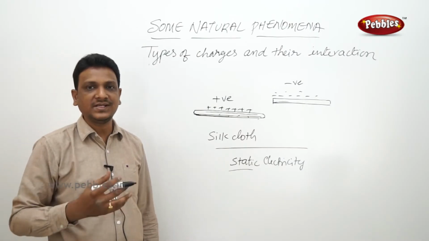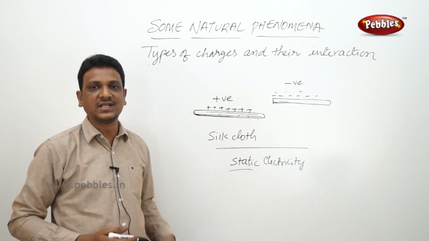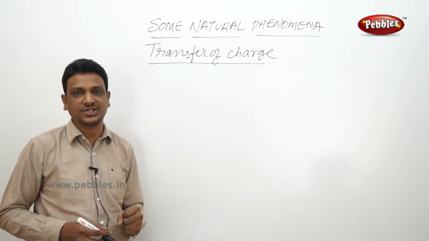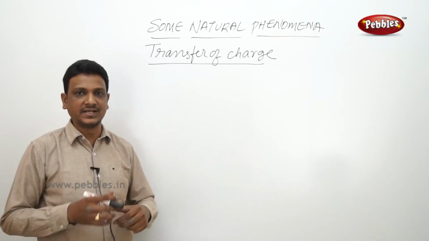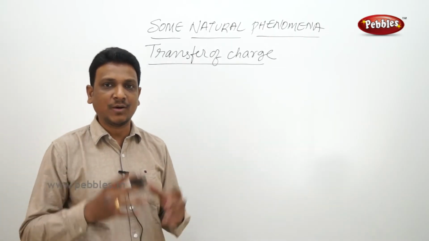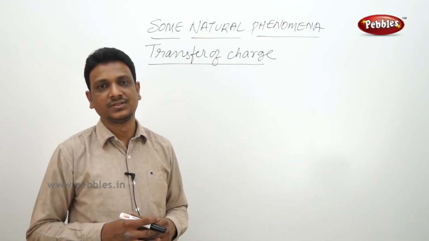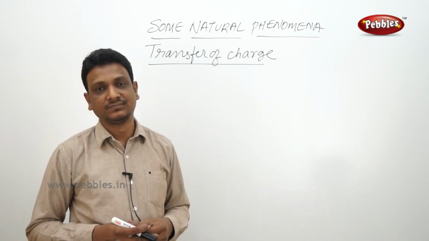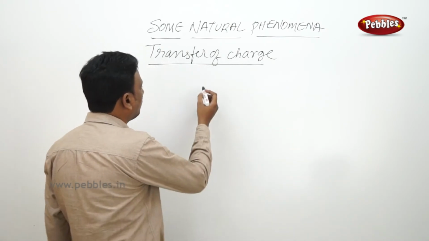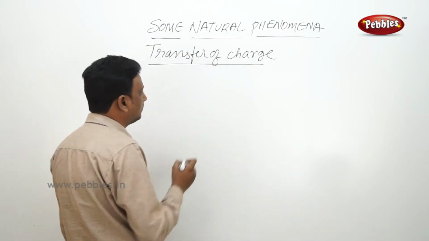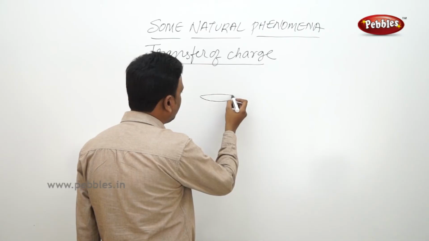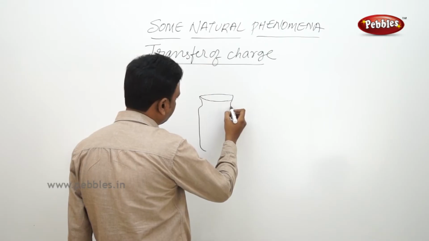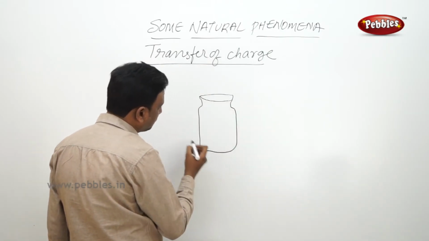Now let us see how these charges are transferred. Let us look at the transfer of charges. We have seen how to make an object charged, that means creating some static electricity on an object. The object is charged, it is carrying some charge, either positive or negative. So how to transfer this charge? Let us see. For this we are taking some equipment to do an activity to understand it. We are taking a glass jar, a glass jam bottle. An empty jam bottle you have taken.